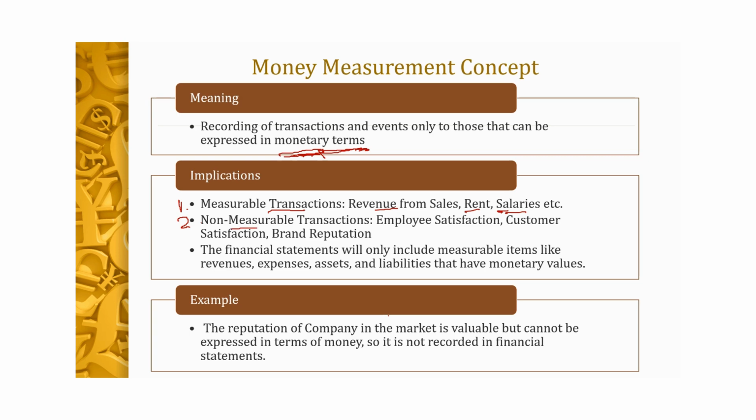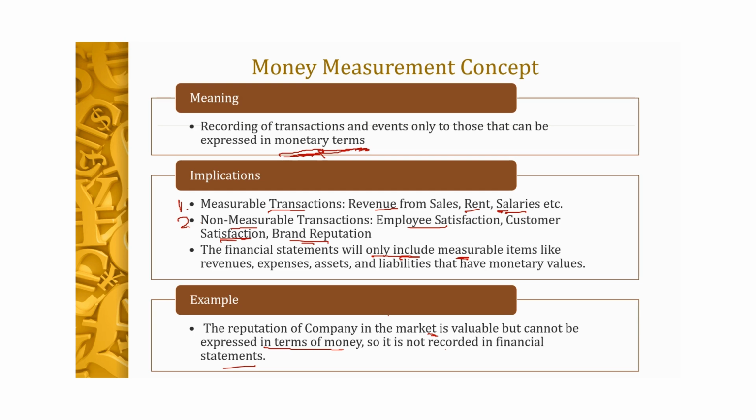For example, हमारी कंपनी के एम्प्लॉयज कितने सेटिस्फाइड हैं, हमारे कस्टमर्स कितने सेटिस्फाइड हैं, हमारे ब्रांड की क्या रेपुटेशन है मार्केट में. We cannot measure this satisfaction or reputation in monetary terms. If we cannot, that means we cannot record this transaction in books of account. So financial statements will only include the measurable items but not the non-measurable items. For example, company की reputation in the market is valuable but cannot be expressed in the terms of money. So it will not be recorded in the financial statement.